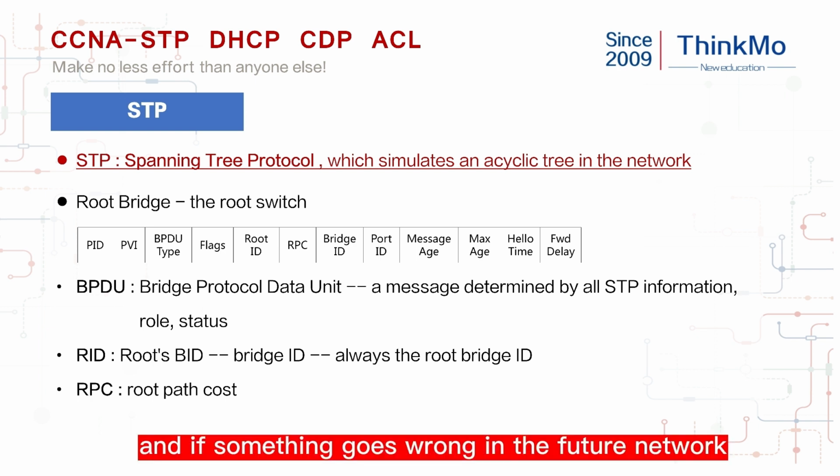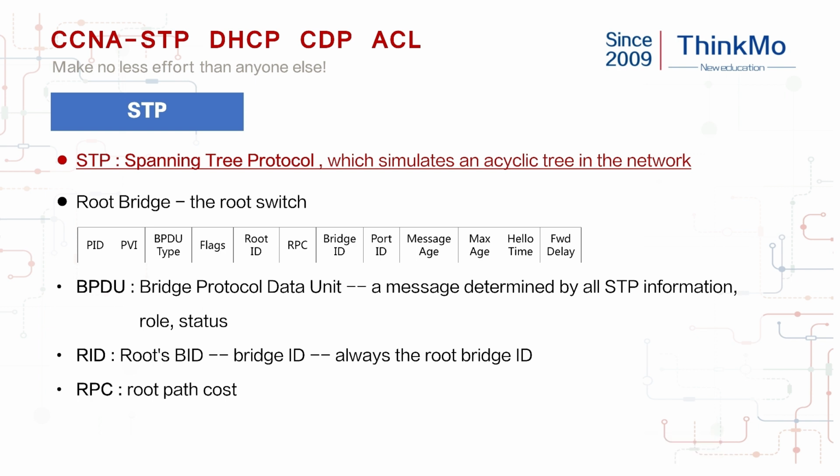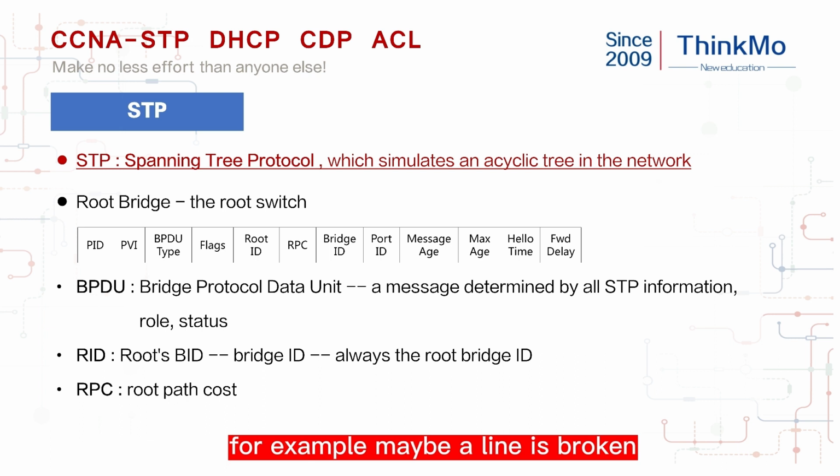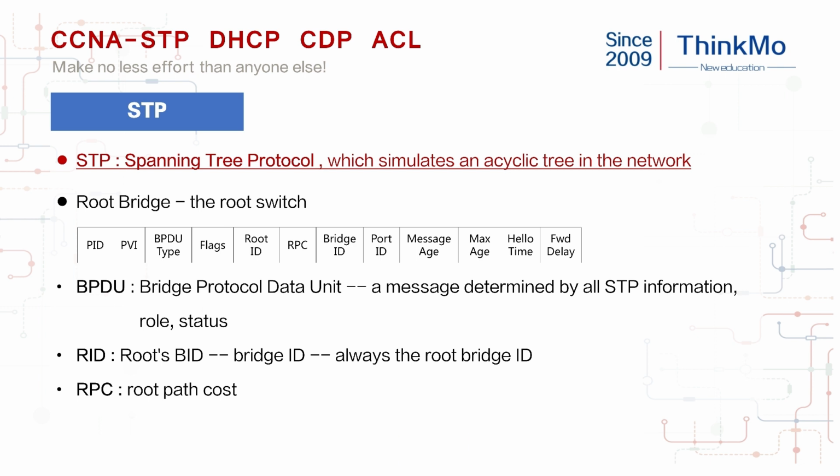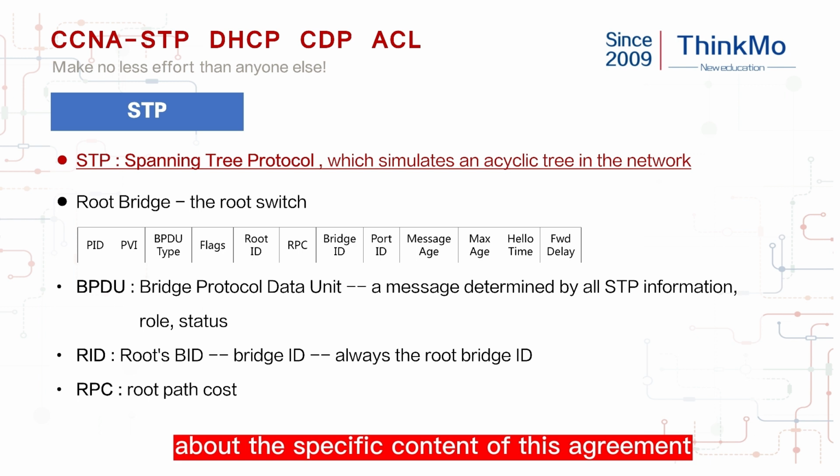And if something goes wrong in the network in the future, for example, maybe a line is broken, it can make another interface open automatically and complete the normal forwarding. So the protocol itself is pretty good. Today, we will formally talk about the specific content of this protocol.